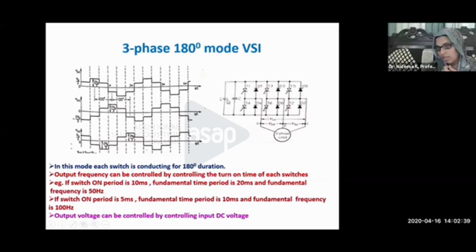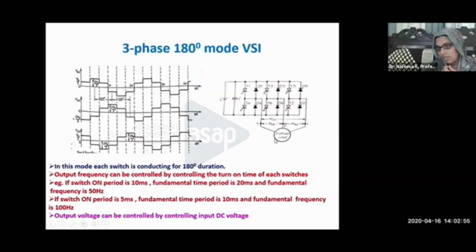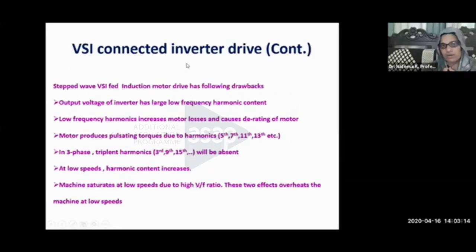Okay, so we can see how we can vary this. I have shown two example connections. Here, this is our 6-step inverter with induction motor, that is this part, inverter with induction motor. And if you want to vary this DC voltage, you need to connect a chopper or a controlled rectifier at the front end. And this is our inverter.